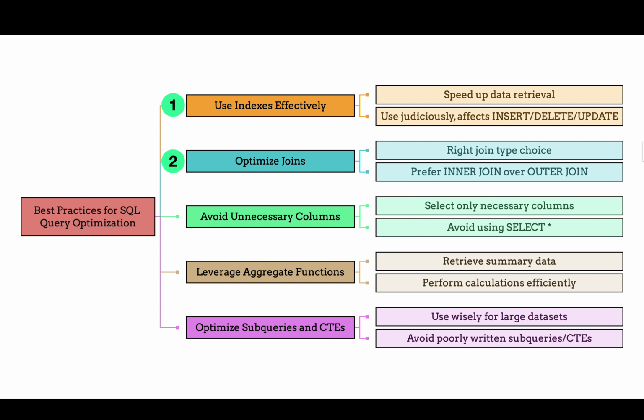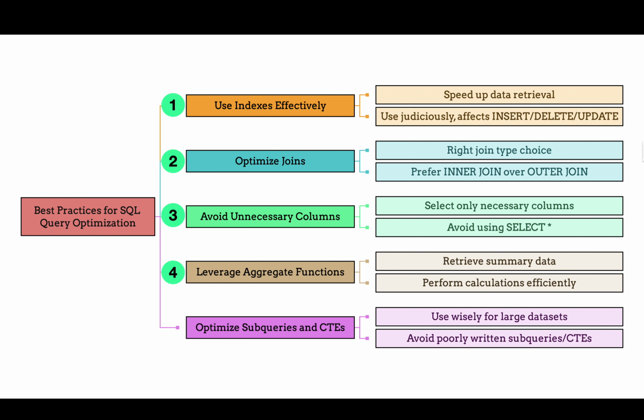2. Optimize joins. Understanding how different join types work and choosing the right one is key. For example, prefer inner join over outer join when possible, as outer joins are generally more expensive. 3. Avoid unnecessary columns. Selecting only the necessary columns in the query, rather than using select *, can reduce the amount of data that needs to be processed.